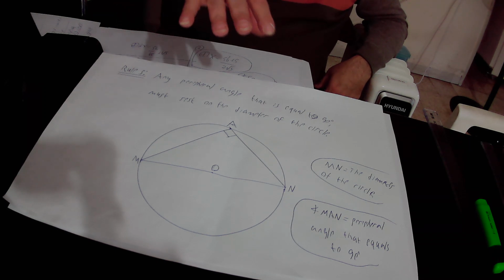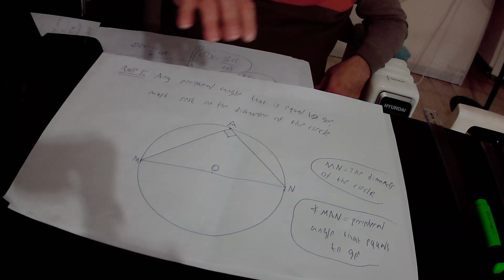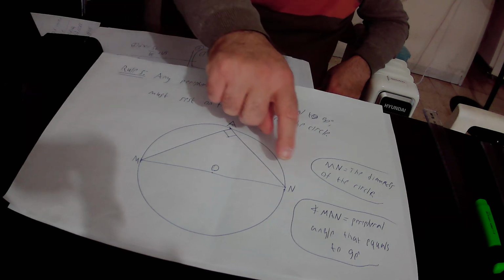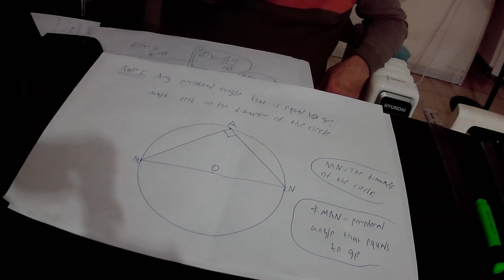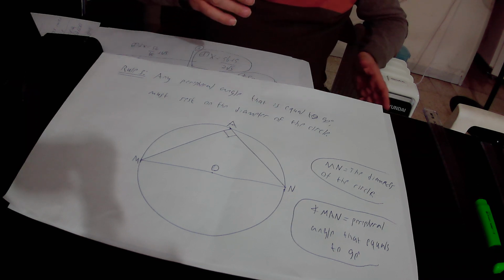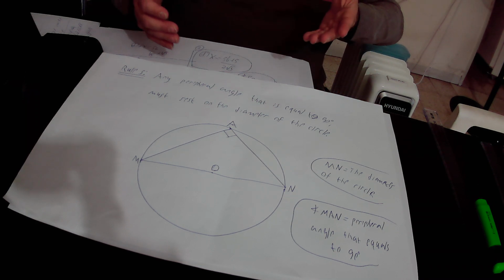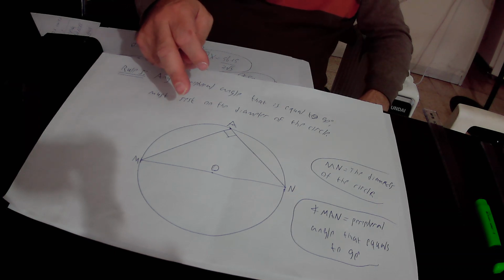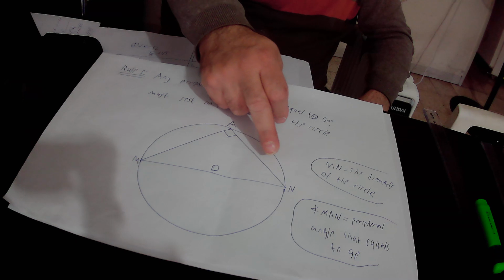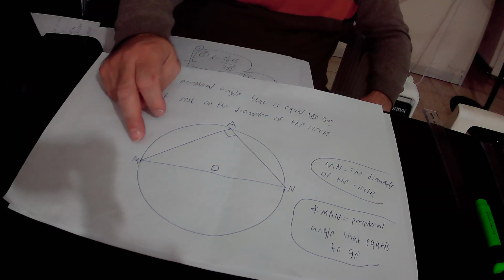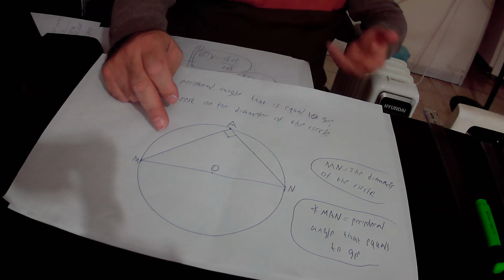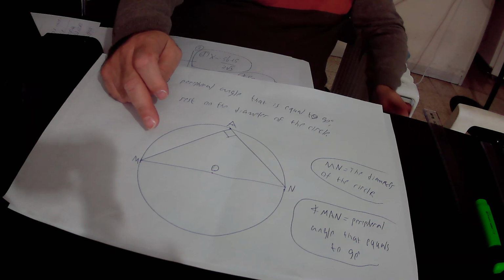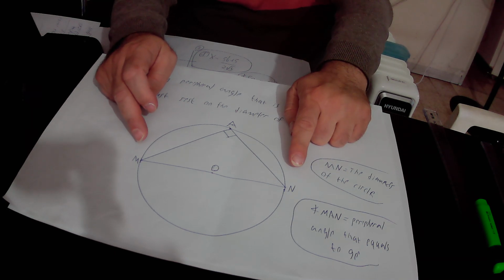So here in the drawing we have a circle. Inside this circle we have peripheral angle MAN. This peripheral angle MAN equals 90 degrees in size. Therefore, according to rule number 5, it must rest on the diameter of the circle. Indeed it does, because peripheral angle MAN rests on chord MN, and MN is indeed the diameter of the circle.